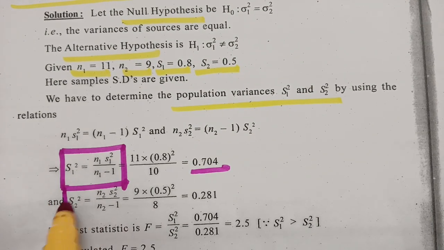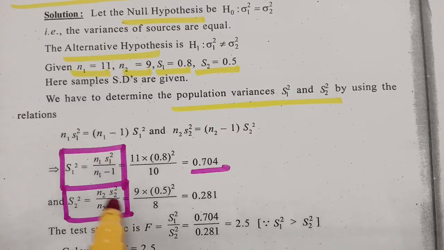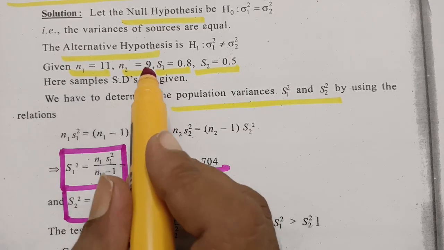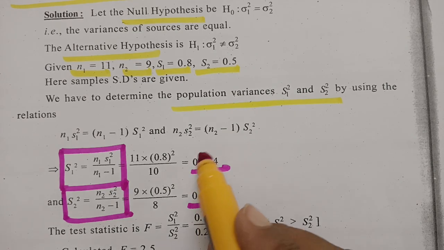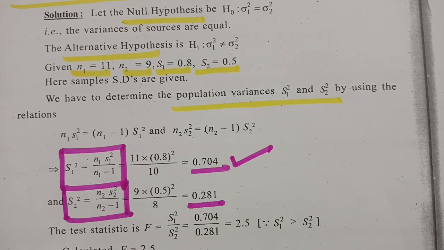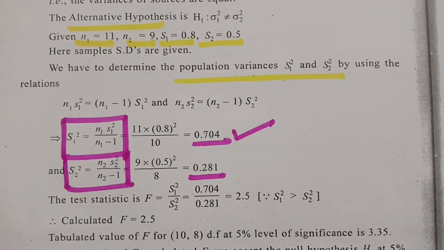And for S2 square, the formula is also very clear. That is n2 by n2 minus 1 into s2 square. What is n2 here? 9. This is 9 by 9 minus 1, that is 9 by 8, into 0.5 whole square. The value here is 0.281. So among these two, which one is bigger? S1 square is bigger. So here, for our test statistic, the formula varies.